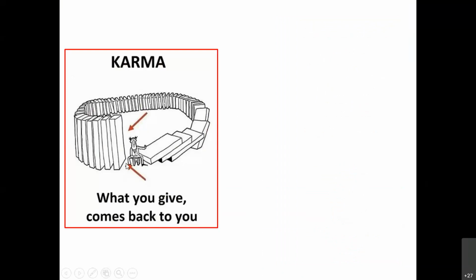Karma, what you give comes back to you. This fellow thinks that he will simply push one and it will simply go that way. But he does not know that it will have a boomerang effect where finally this will fall on his head only. What you give, that is going to come back to you.